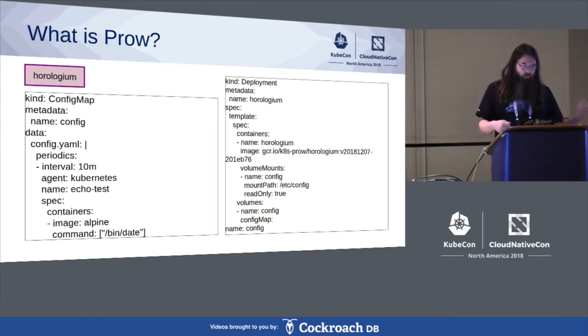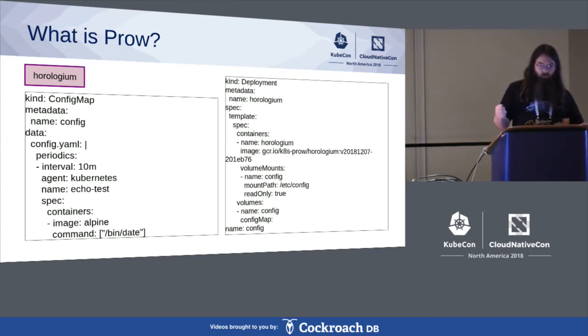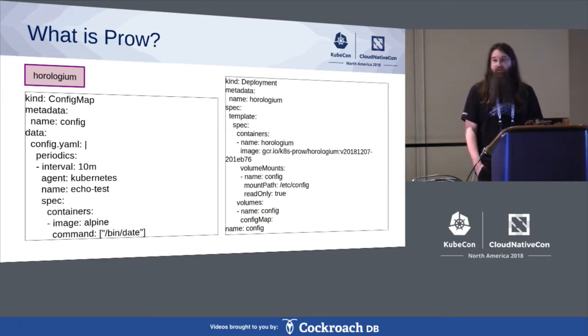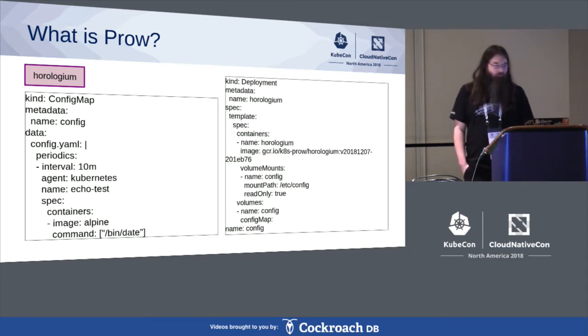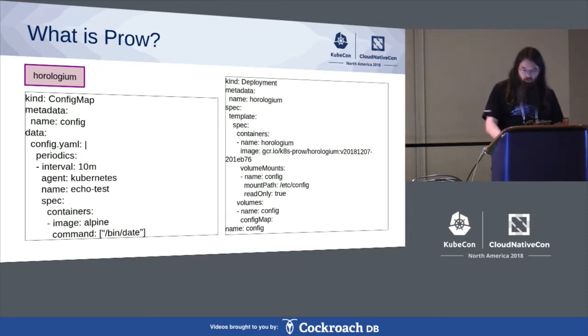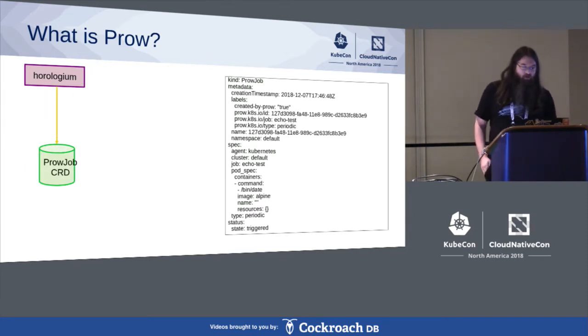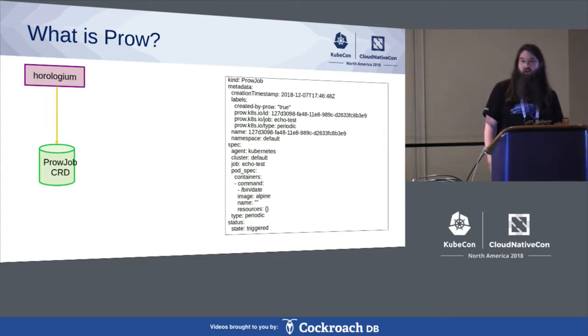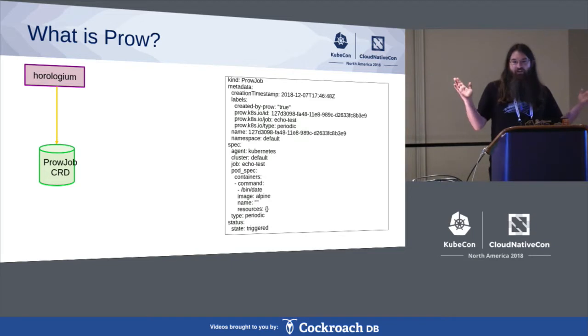It's going to be sitting there running, and it reads its config out of the config map. And there's a YAML in there that has a periodic job that's going to run every 10 minutes and use an Alpine container to print out the date. It's fairly simple. You can put any container you want there and run anything you want. So if you have a test that can be put into a container, you can now run it on a periodic schedule. And all Horologium does is create a Prow job entry and stick it in the CRD. That's it. It's done.